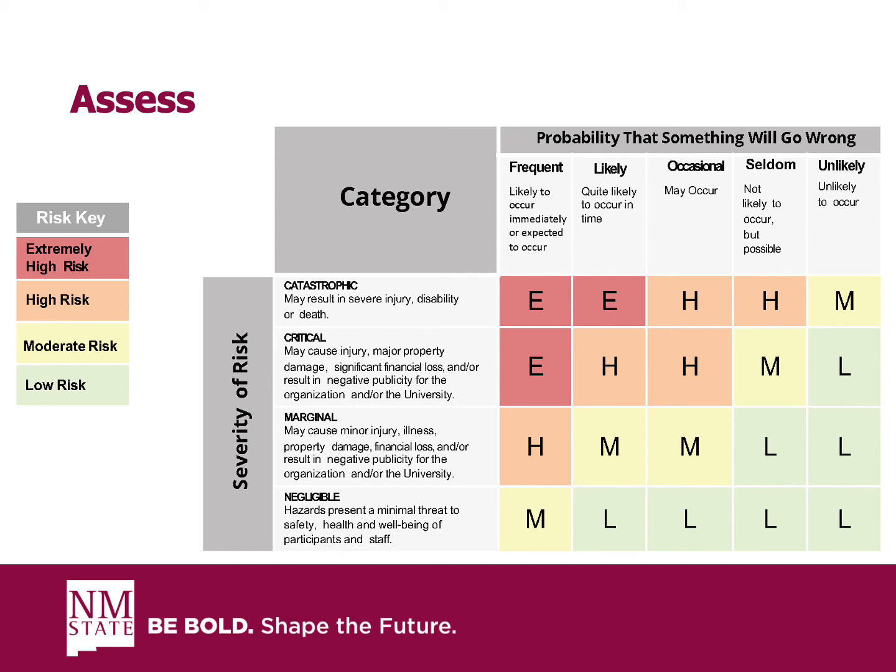Think about an activity. If your organization were to go cliff diving, that may result in death, and there is a high probability that something will go wrong. If you are watching a movie in the Corbett Center auditorium, there is a minimal threat to safety, and there is an unlikely probability something will go wrong.